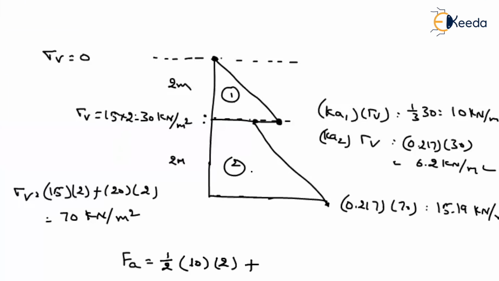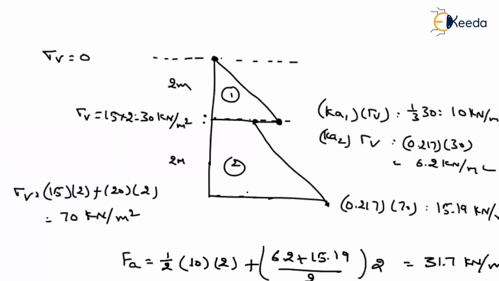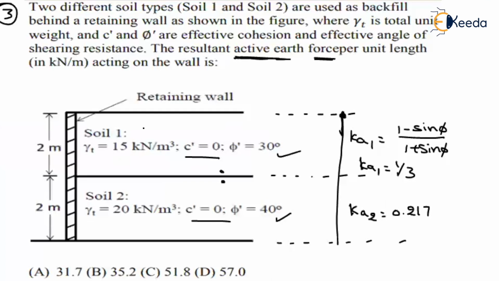in the second portion, it is like a trapezoid. If it is a trapezoid, the area is (A plus B) by 2 into H. What about one intensity? 6.2. Another intensity, 15.19. (A plus B) by 2 into the height, 2. If you solve this, you will get around 31.7 kilonewton per meter. Now see the options. So 31.7 is the correct answer. Okay, thank you.